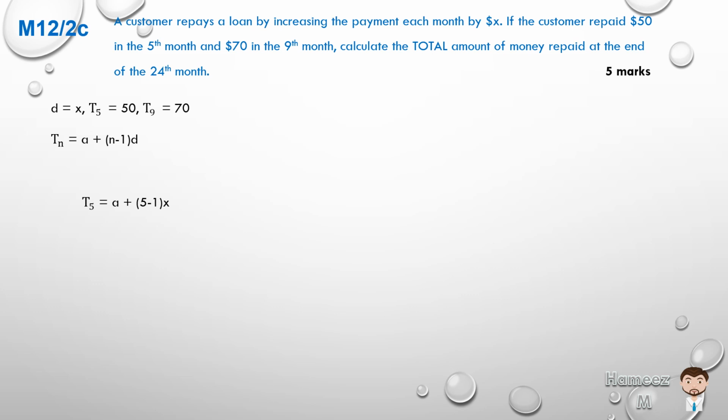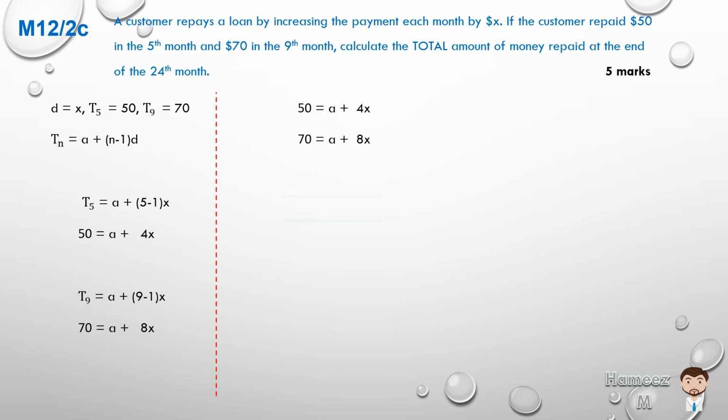Because we know n is 5 in this case, and we know the common difference is X, that gives us 50 is equal to A plus 4X. And similarly, T to the 9th is equal to A plus 9 minus 1 X, because n is 9. If we substitute, that means 70 is equal to A plus 8X. Now we have two simultaneous equations, and we can solve: 50 is equal to A plus 4X, and 70 is equal to A plus 8X.